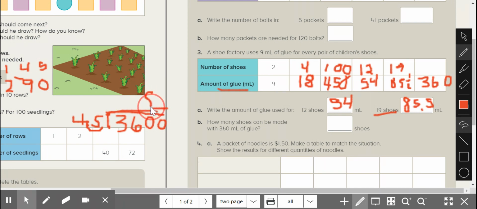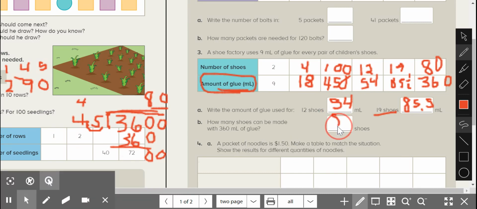So we'll put 8. Let's just check to make sure I've got the math right here. I may have messed something up. We're going to take 8 times 5. We've got 40. And then 8 times 4 is 32, plus 4 more is 36. Zip. We have 0 there. We drop that last 0 and put our 0 up here. So if we have 360 milliliters of glue, we can make 80 shoes. And we can write our little number right in here, 80 shoes.